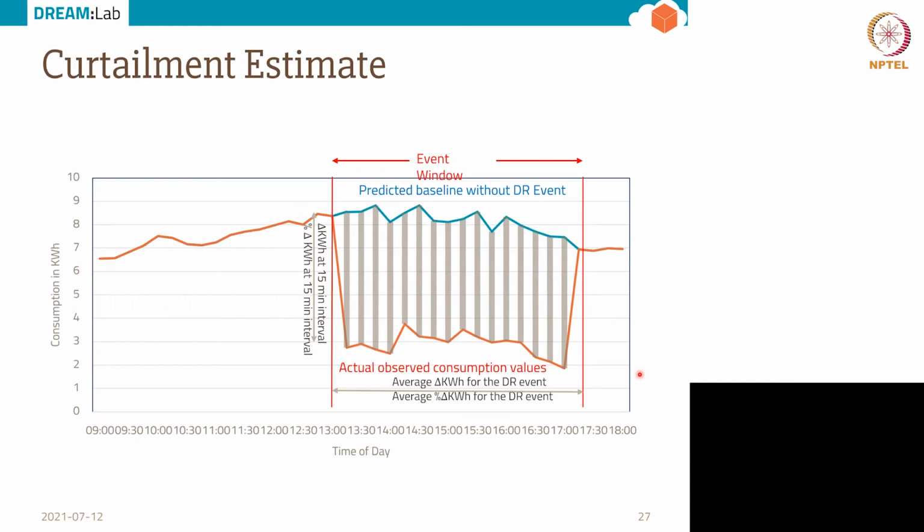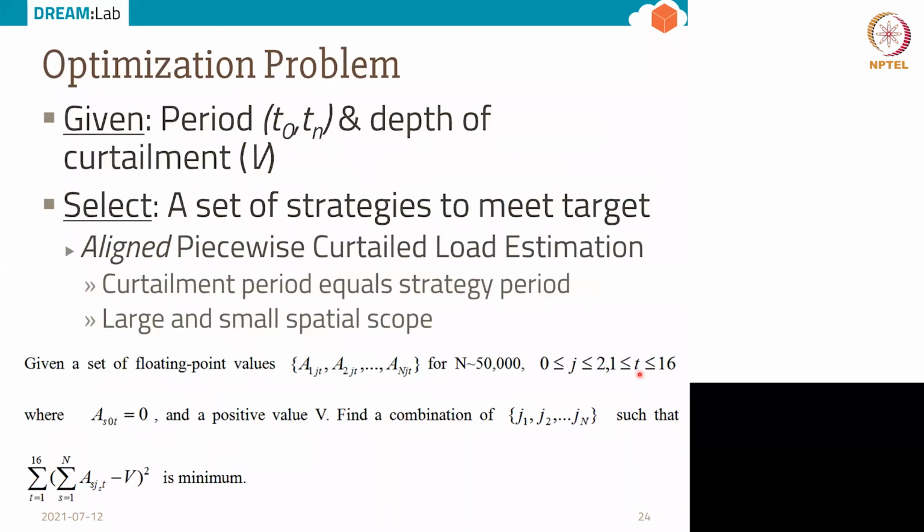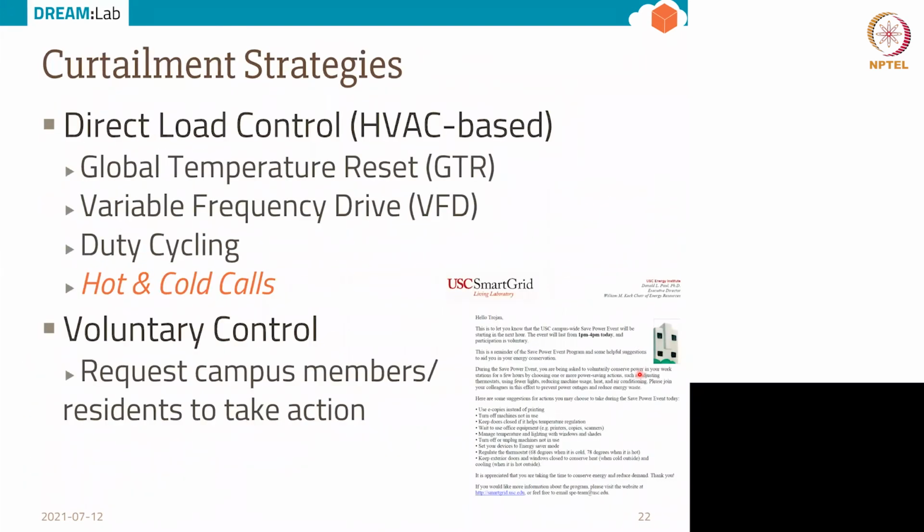Voluntary control is of course a variable factor, and it might or might not work all the time. So the most reliance would be on the direct control method, in that we talked about various things like global temperature reset and variable frequency drives. So which one came in handy, and how were these strategies picked up?